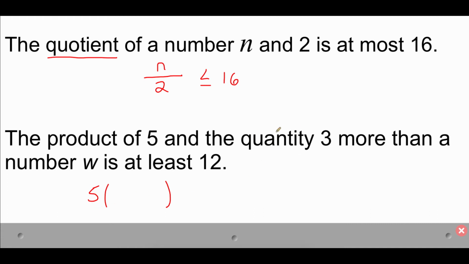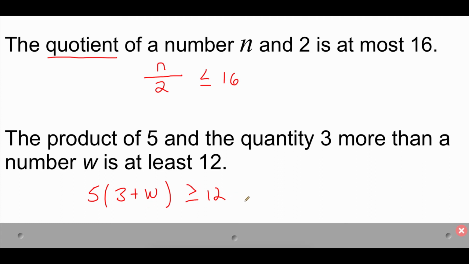Now, as far as that quantity, it says that we're supposed to take 3 more than a number w. And more than, those were keywords for addition. So 3 more than w means 3 plus w. Now we've got this is at least, and those were some keywords that meant greater than or equal to, and then we've got our 12. So we've got 5 times this set of parentheses with the 3 plus w inside of it is greater than or equal to 12.